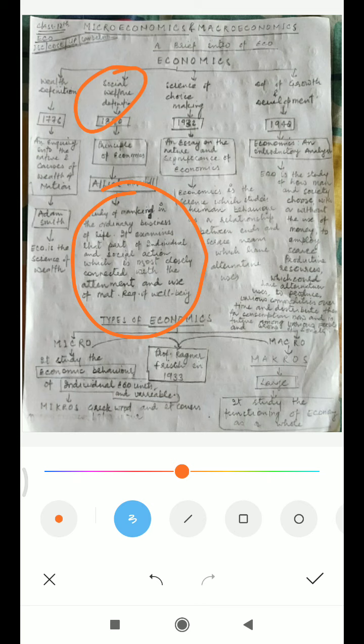Marshall called these activities what? The ordinary business of life. So that's why Marshall is saying it is different from the study of wealth. He gave a new approach. Okay.